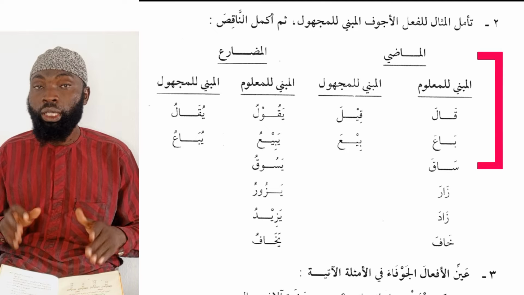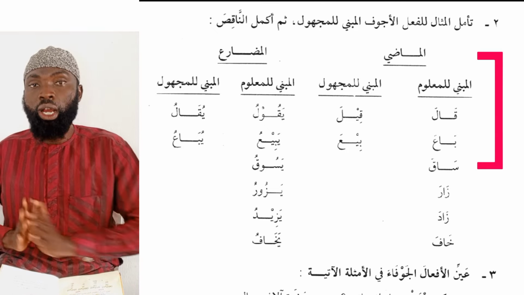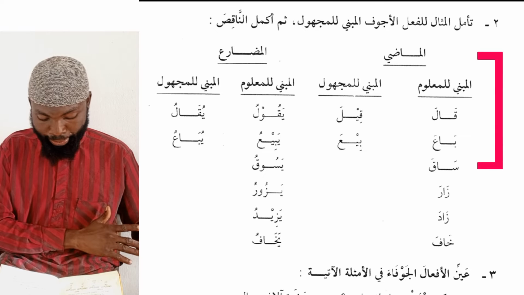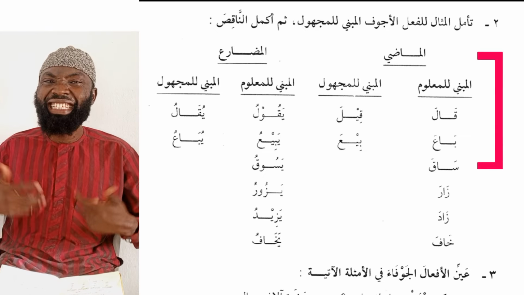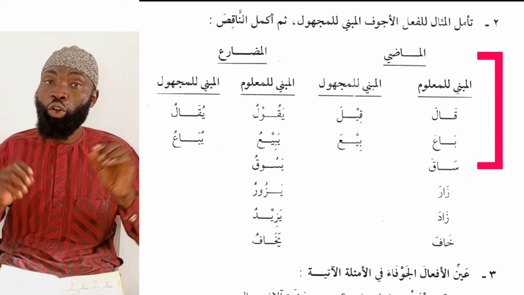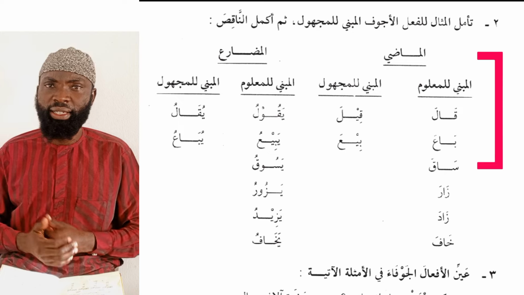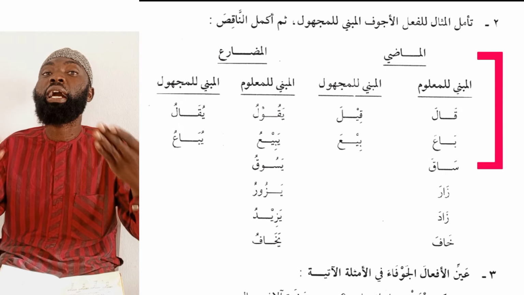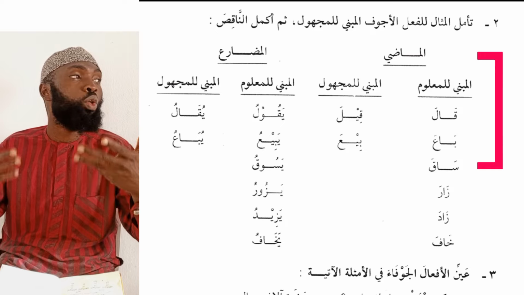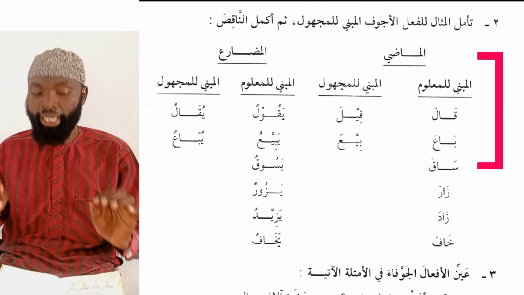In the first column, we have al-madi, which is the past tense pattern, and we have al-mudari, the present tense verbs. On the past tense, we have qala, which means he said. The passive voice for qala, in past tense, will be qila, it was said. Qila ya Muhammad, it was said, O Muhammad. Qila ya Hamid, it was said, O Hamid. Somebody said. Who said that? It is not mentioned. That's why we use qila.